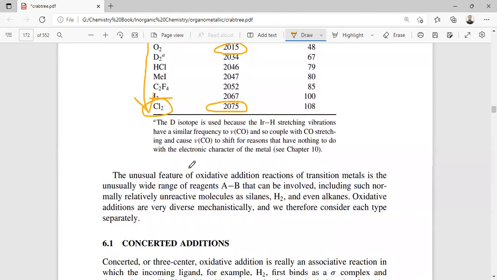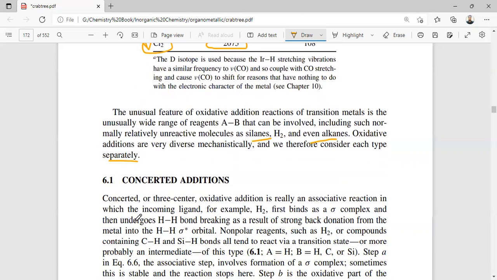The usual feature of the oxidative addition reaction of transition metals is the wide range of reagents A-B that can be added, including relatively unreactive molecules such as silanes, H2, and alkanes. Oxidative addition reagents vary diversely mechanistically and will therefore be treated as separate groups. So oxidative addition can occur with simple hydrogen or even alkanes or silanes. First we discuss the concerted addition.